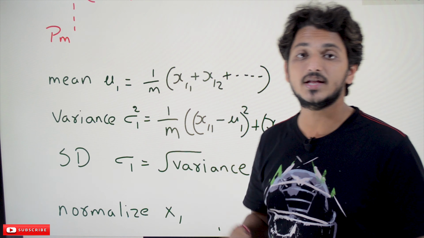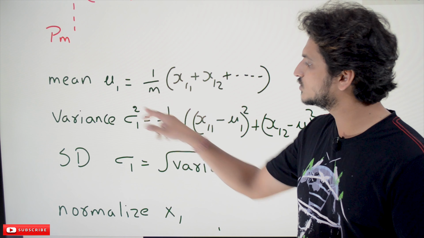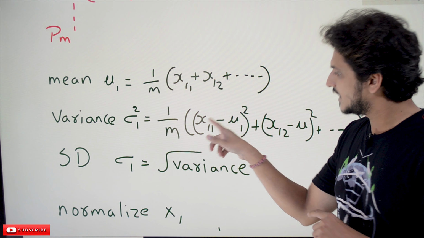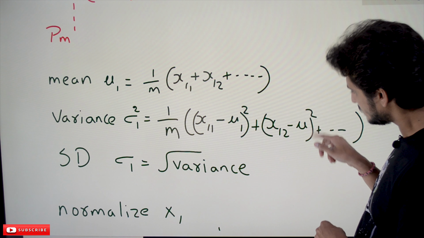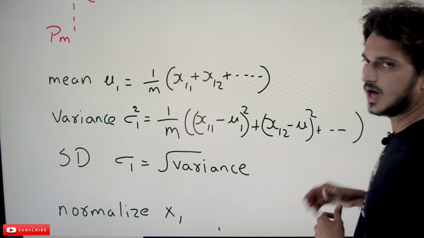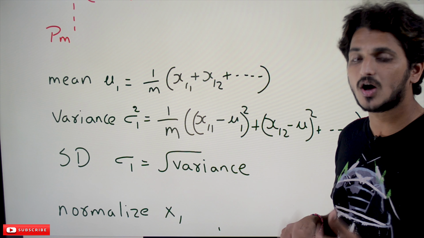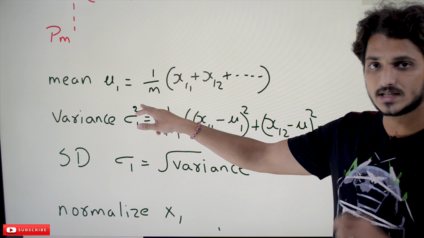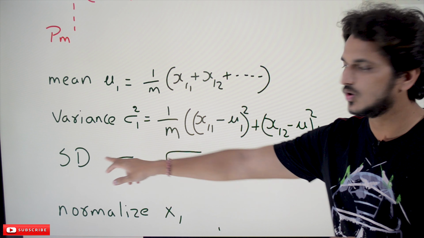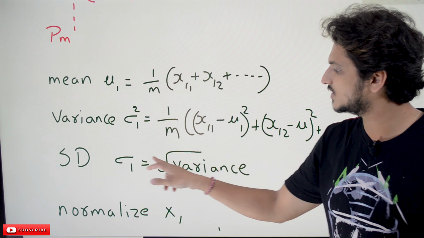We also calculate the variance value. We call it sigma 1 square, which is equal to 1 by m times x11 minus mu1 whole square plus x12 minus mu1 whole square, and so on until all the data points. That is how we calculate the variance. So sigma 1 square is the variance, and sigma 1 is the standard deviation, the square root of the variance. We calculate these three values and use them to normalize our data.